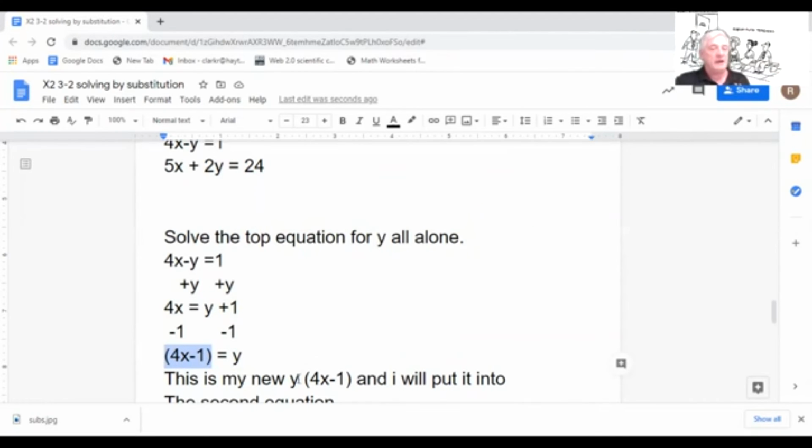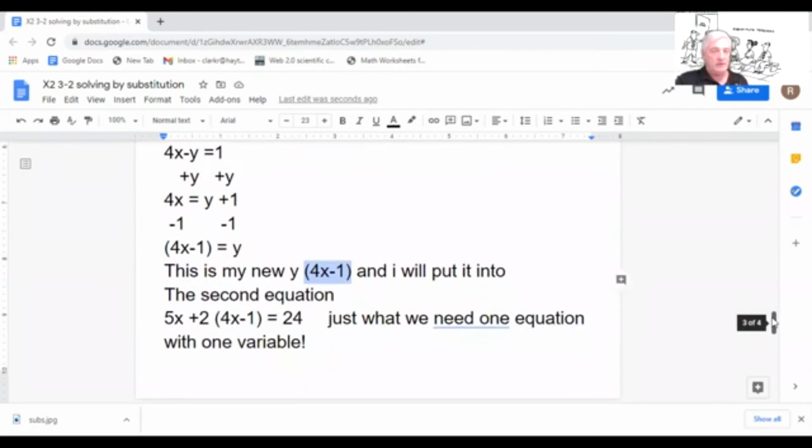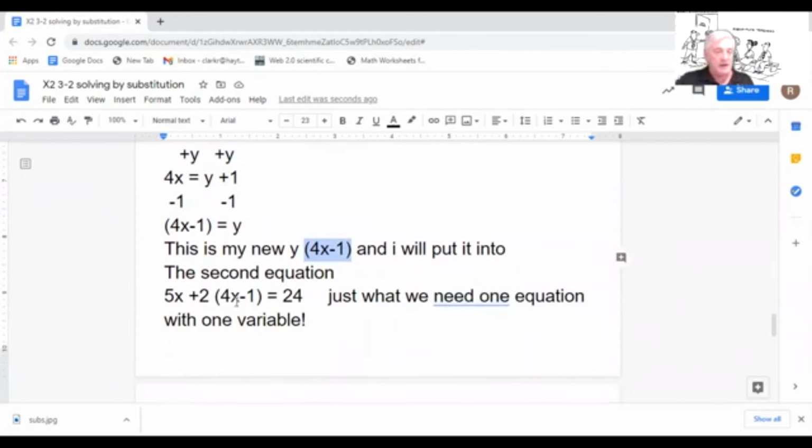So here I'm going to take my new y, 4x minus 1, and I will put it into the second equation. I took out the y in the second equation. It was there, and I'm putting in my parentheses, my new y. Now I have just what I wanted, just what we needed. I have one equation with just x's. The y's have disappeared. Now I have to work that one equation.